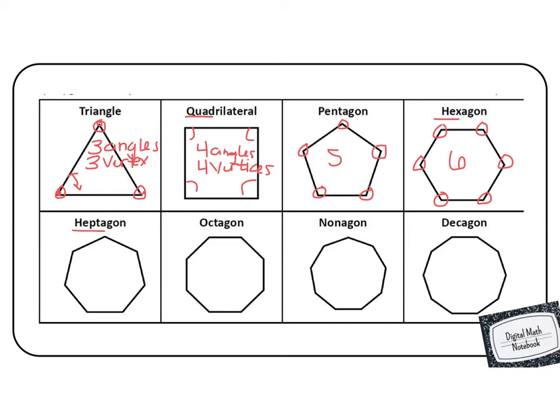A heptagon has 7. An octagon, like an octopus has 8 legs, an octagon has 1, 2, 3, 4, 5, 6, 7, 8 vertices. A nonagon, non starts with an N like 9. A nonagon has 9. And a decagon has 10. Pause now if you need to finish typing in the angles and vertexes to your digital math notebook.